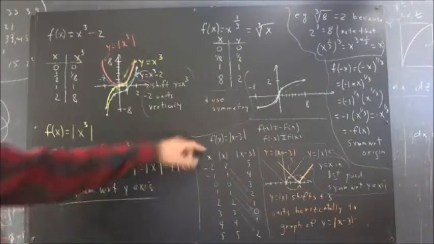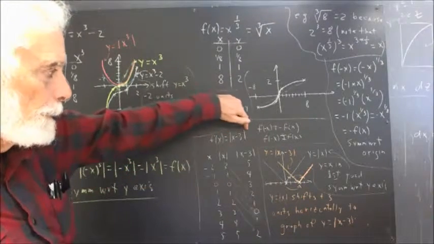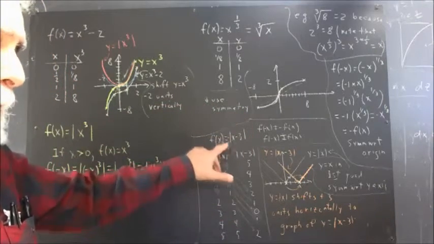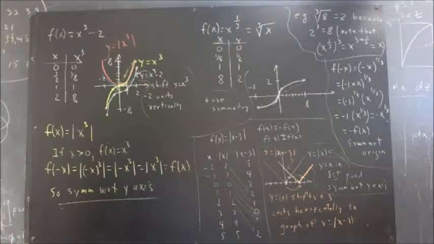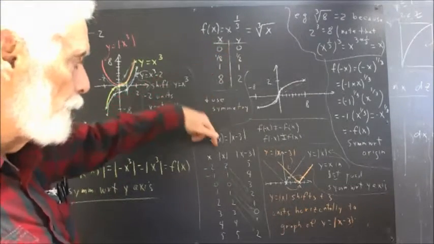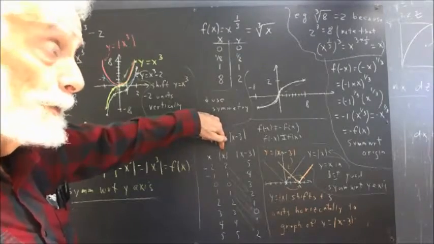Now we want to graph f of x equals the absolute value of x minus 3. Now I've made an extensive table here, not because we need an extensive table to graph this. We can graph this function very easily by graphing the absolute value of x.